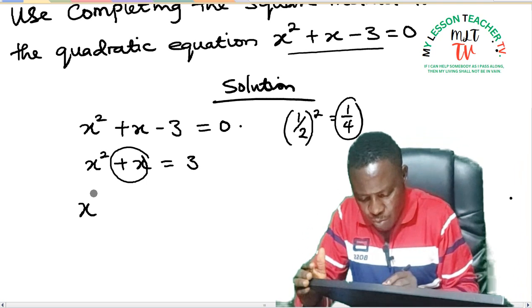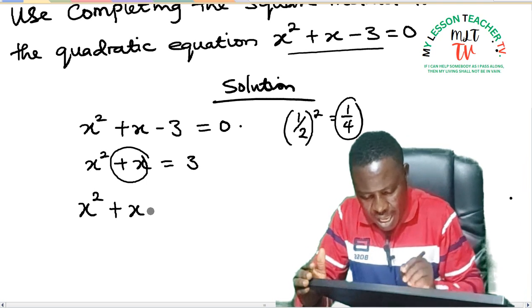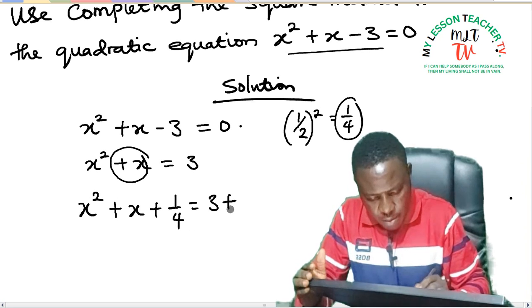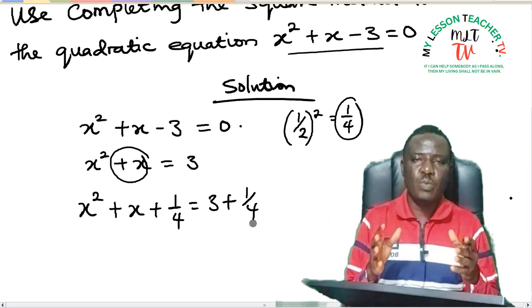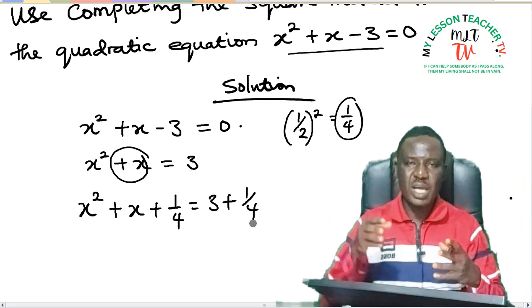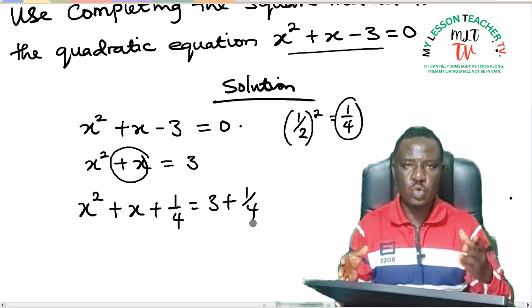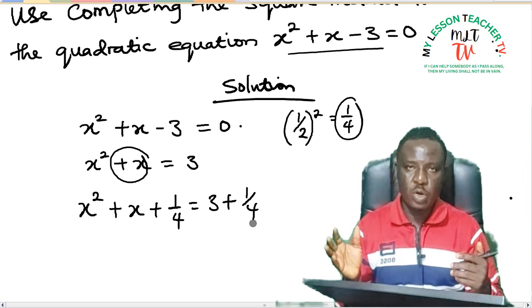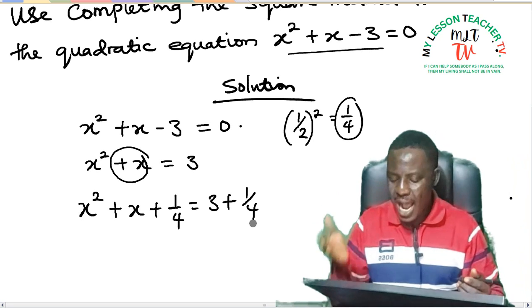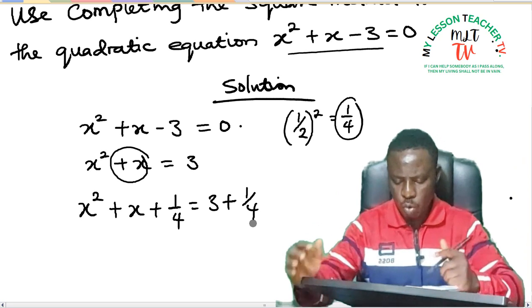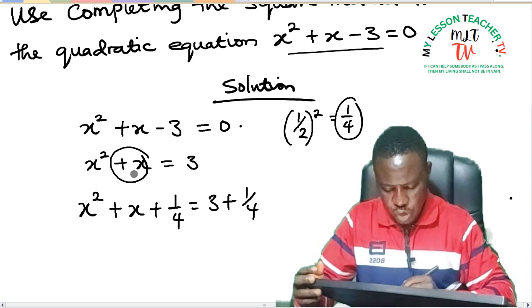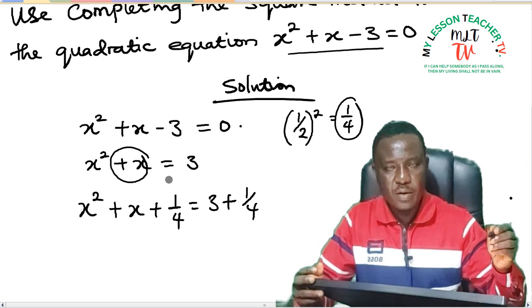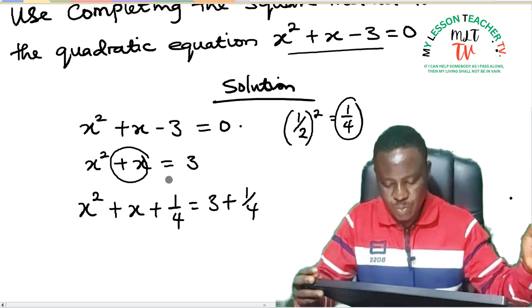So when you add it, it becomes x squared plus x plus 1 over 4 is equal to 3 plus 1 over 4. Why am I adding it to both sides? Being an equation, whatever you do to one side, you must also do to the other side. Otherwise, it changes the sense of the equation. They are no longer equal. So in order for them to remain equal, you have to add it to both sides. So this becomes an equation, a perfect square. We can now factorize it using the knowledge of making quadratic expressions perfect squares.